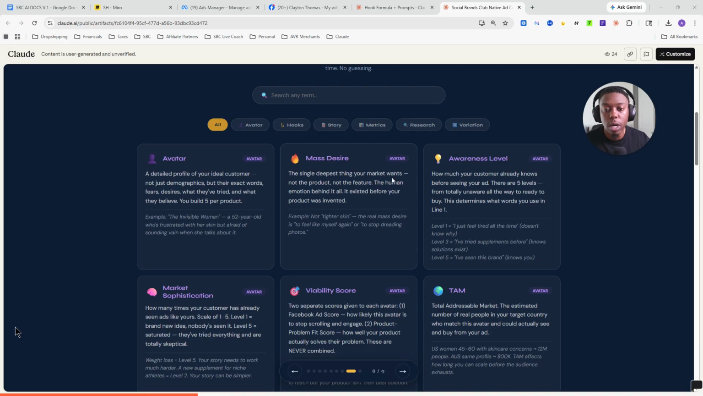The single deepest thing your market wants, not the product, not the feature, the human emotion behind it all. It existed before the product was even invented. So assuming that person doesn't even know what the product is, they still have a desire for this particular thing, and our product is just a bridge to get them there.